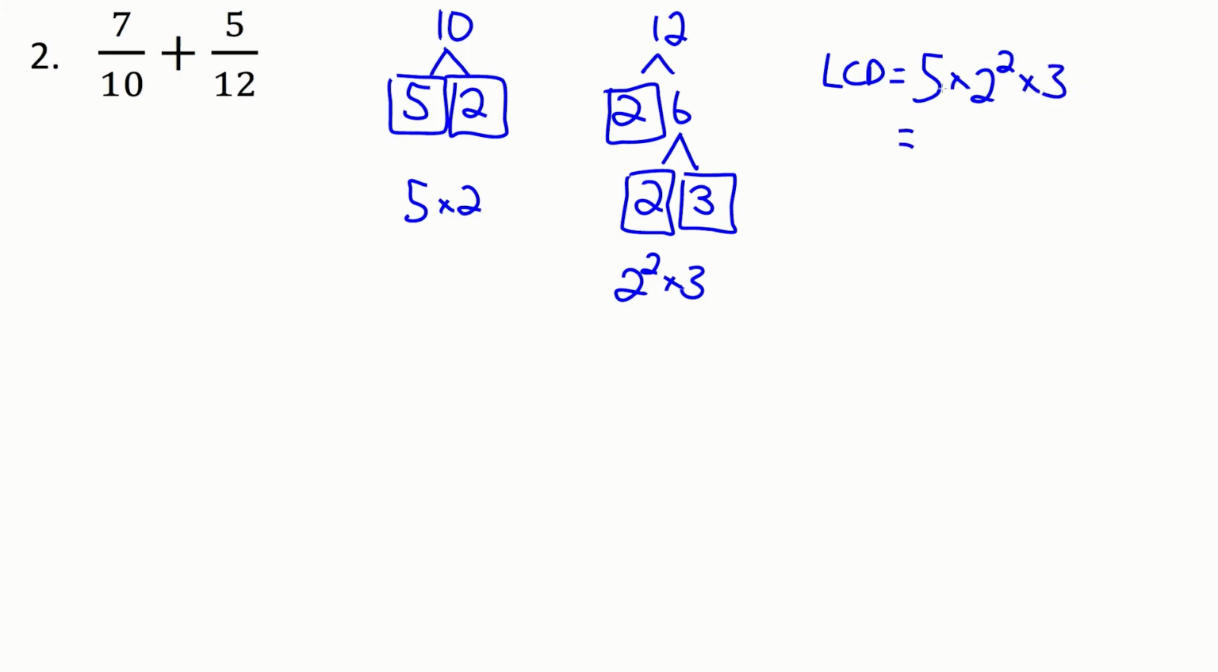So now if I multiply this out, 5 times a 4, 2 squared is a 4, that's 20. 20 times 3 is 60. So that is our LCD. You would find the same thing if you were to get out multiples in the same way. So let's go with 60.